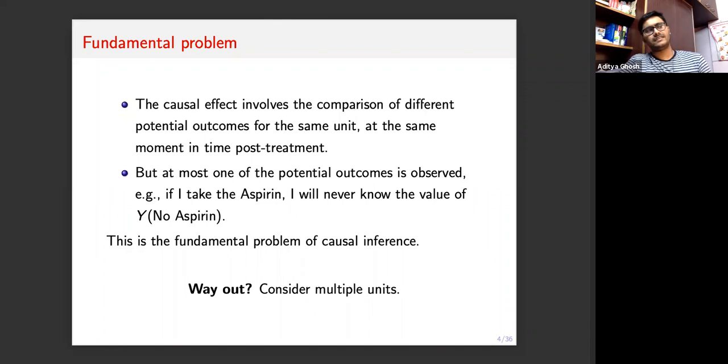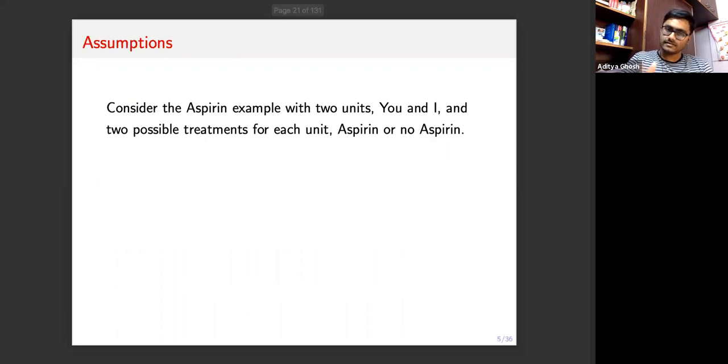That is, some units are given one treatment and some units are given another treatment. Say some units are given aspirin, some units are not given aspirin, and then we have to compare. But just considering multiple units is not enough. We need some assumptions. For example, let's take the aspirin example once again, you and I, and there are two possible treatments, aspirin or no aspirin.